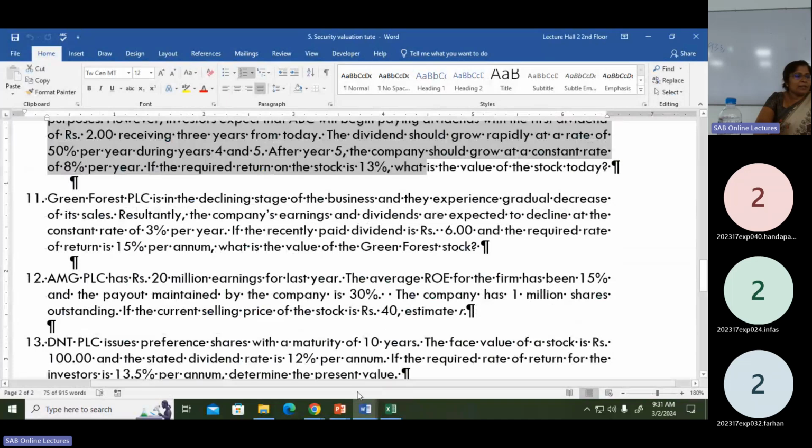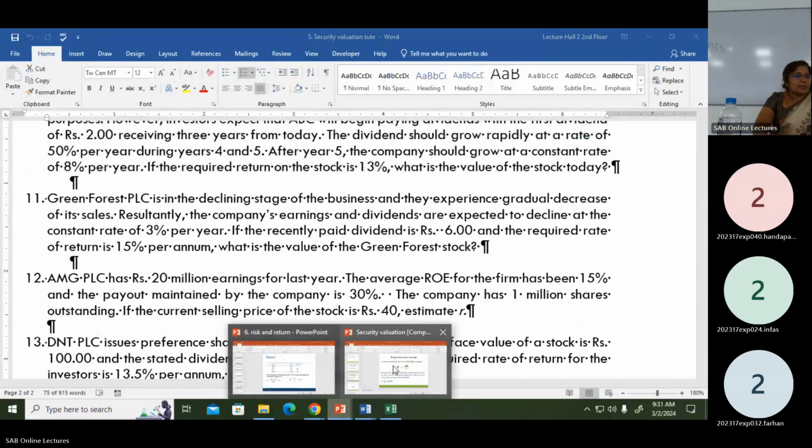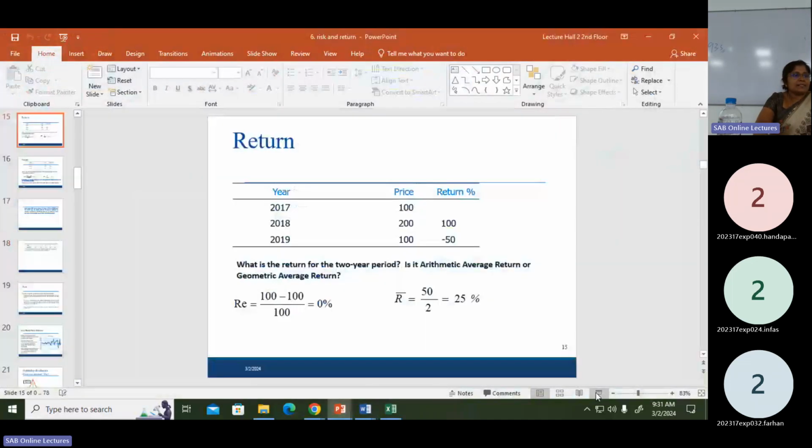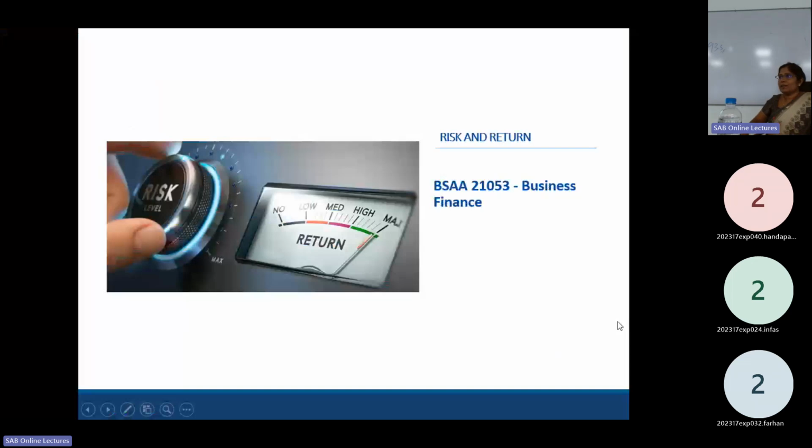So now I am going to start risk and return. Our next lesson is risk and return. Shall we move to the next one?